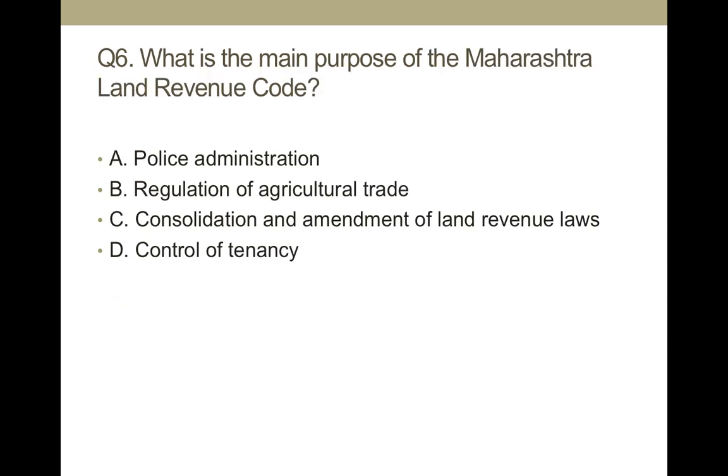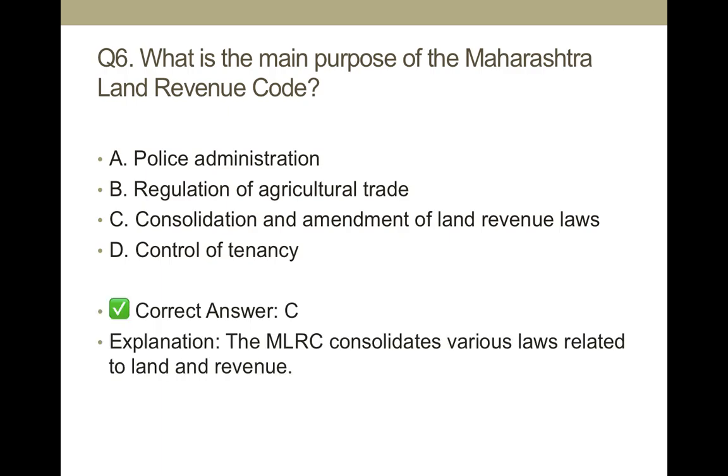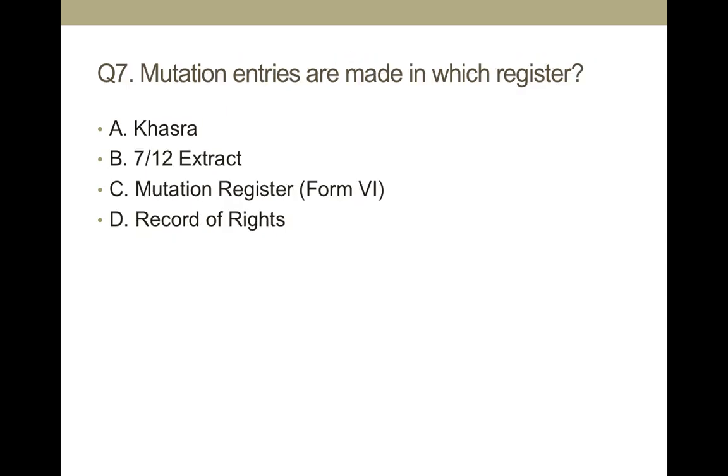Question 6. What is the main purpose of Maharashtra Land Revenue Code? Option A, police administration. Option B, regulation of agricultural trade. Option C, consolidation and amendment of land revenue laws. And option D, control of tenancy. So correct answer is option C.